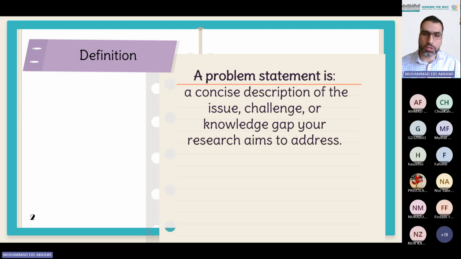So again, the definition is a concise description of the issue. If, during your work, for example, you are facing any issue or problem, and you would like to answer the question of why this problem is happening or how to solve it, all this can be considered as a background for any research that could be conducted to solve this issue, or at least to fill in the knowledge gap if there is any.